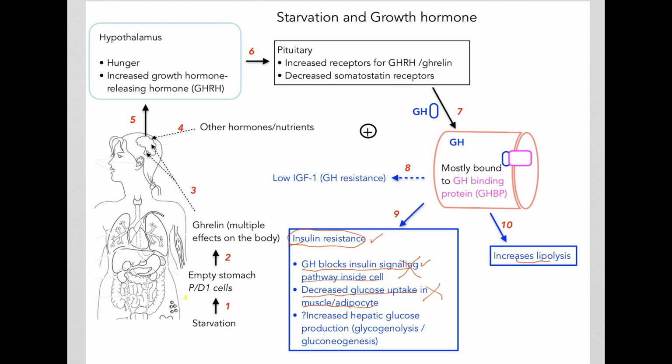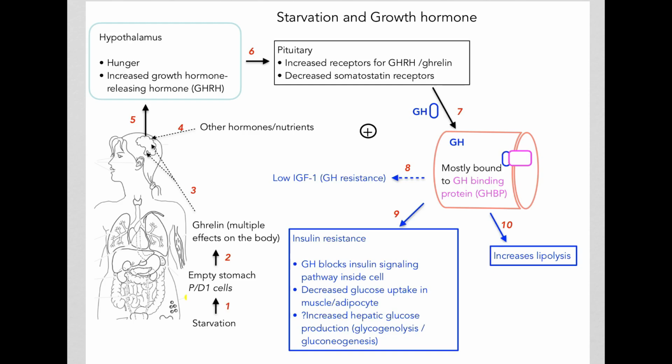Insulin resistance is also thought to be the reason why growth hormone increases glucose production from the liver, increases glycogenolysis as well as gluconeogenesis by the liver. So all of these effects may be due to the fact that growth hormone promotes insulin resistance. It blocks the effects of insulin.